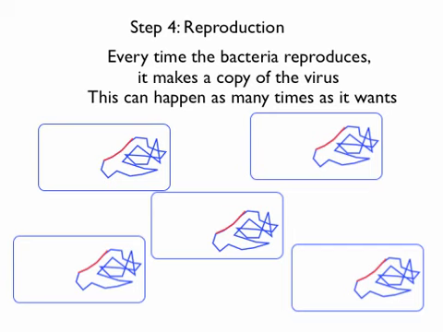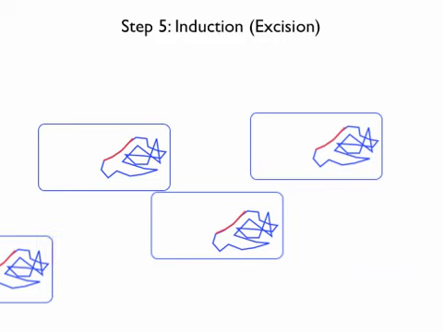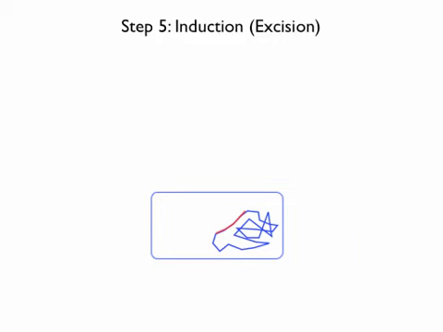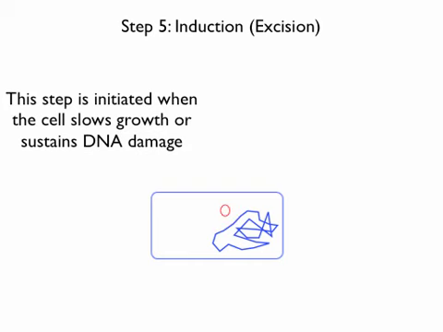If the bacterial cell wants to do the work of that replication, it's totally cool with that. But once the bacterial cell starts to slow down in its replication, when it falls on hard times, maybe it's stuck in an environment that doesn't have as many nutrients in it, or maybe it sustains some mutations, some DNA damage, well, then you get induction or excision.